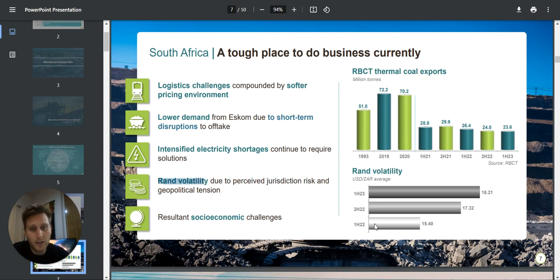The rand volatility, you'll see that in the first 6 months of 2022 it was at 15.40, and it has depreciated quite a bit. Now in the 6 months of 2023 it's 18.21, which is resulting in social and economic challenges. And this is feeding into businesses in South Africa, which is causing the risk premium to rise. So this sort of risk, and Exxaro right now is considered a riskier bet. So if you believe that the macro environment is going to deteriorate further, then this wouldn't be a business that you would want to take a position in now, because your money could be invested in something a lot less risky and you would have stable returns.